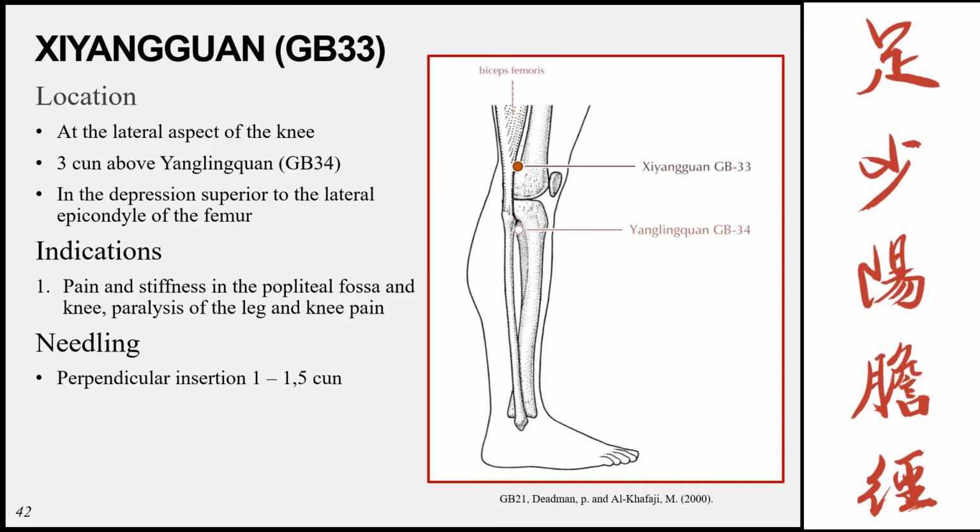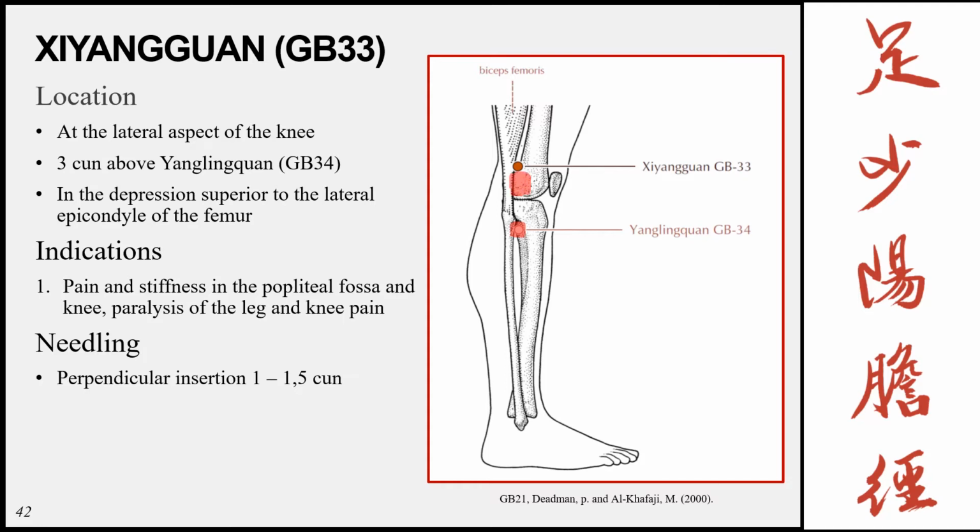The next point is XIYANGGUAN, GB33. This point is on the lateral aspect of the knee. So now we're further down and we're near the knee. We're 3 cun above YANGLINQUAN, GB34. Here's GB34 and we'll learn how to locate it now. But once you've located it, 3 cun superior is this point. It's in the depression superior to the lateral epicondyle of the femur. The lateral epicondyle of the femur is over here, and we've got to be in the depression superior to this.